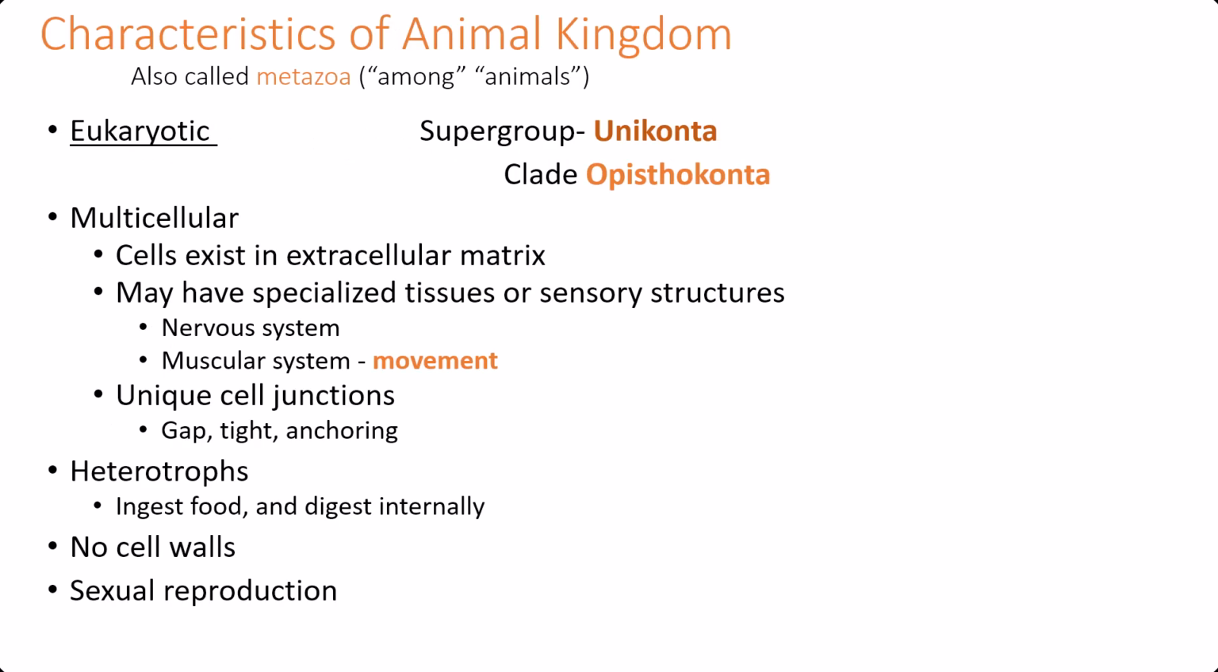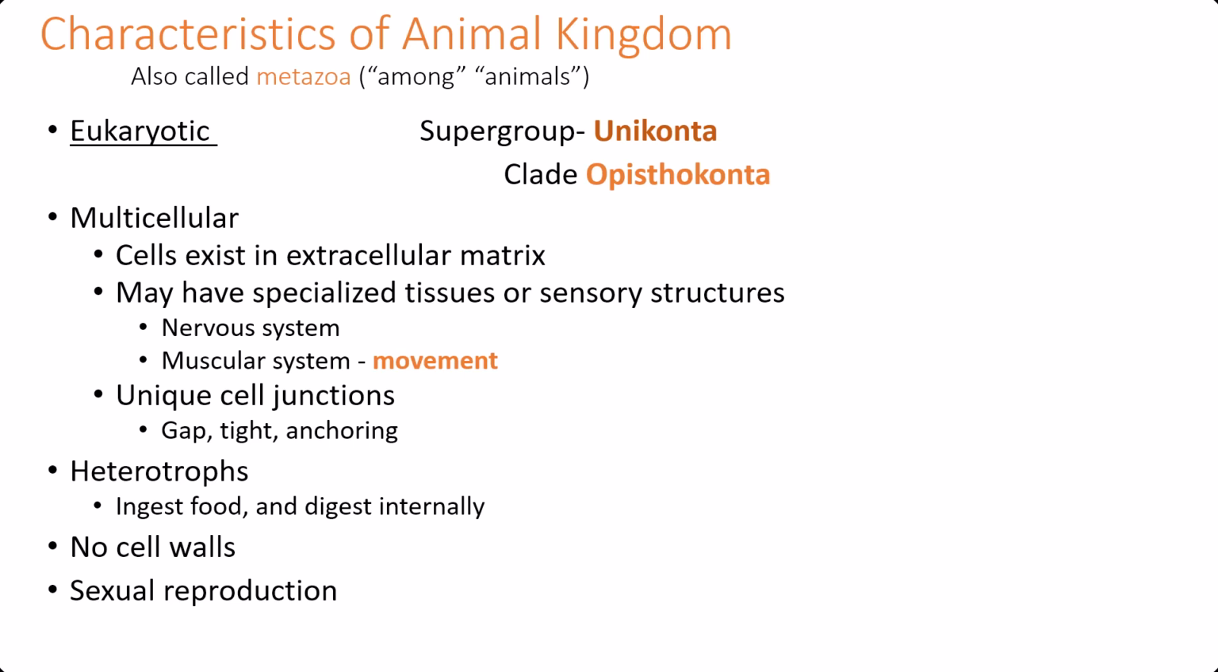So animals are all eukaryotic and multicellular. They're in the supergroup Unikonta and the clade Opisthokonta. Their cells exist in an extracellular matrix, and some of them have specialized tissue or specialized sensory structures like a nervous system or muscles for movement. They've got unique cell junctions. If you remember from Bio 1, those gap junctions, tight junctions, and anchoring junctions.